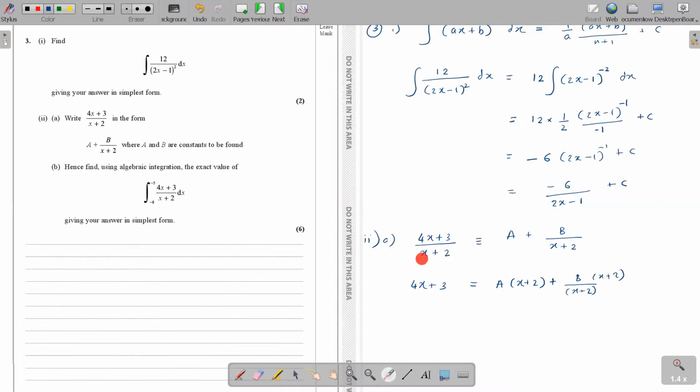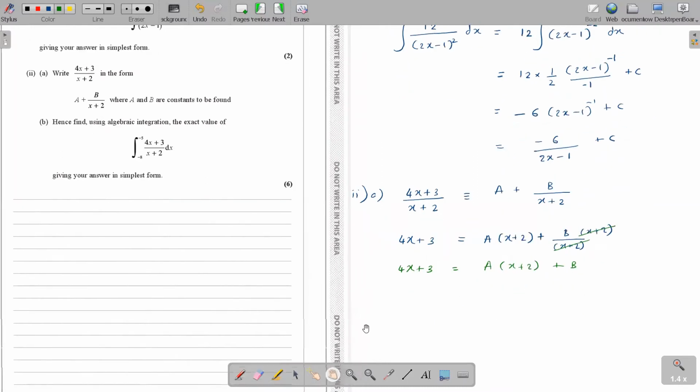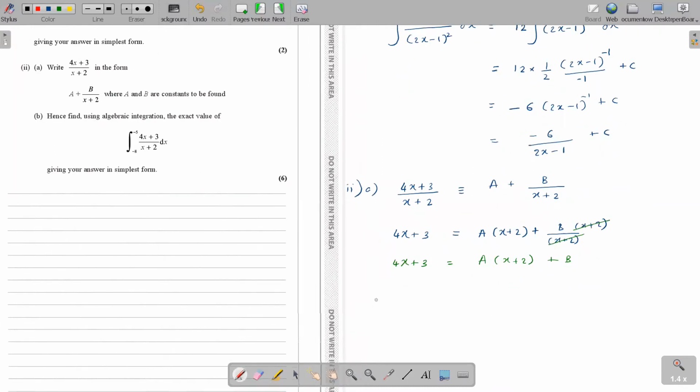So I brought this denominator x plus 2 to the other side. It multiplies with a and it multiplies with b over x plus 2. With b over x plus 2, the x plus 2 that we brought from the other side will cancel out. So you end up getting 4x plus 3 equals a times x plus 2 plus b. Now it's a matter of putting a few x values and getting our answer, or you can compare coefficients, up to you.